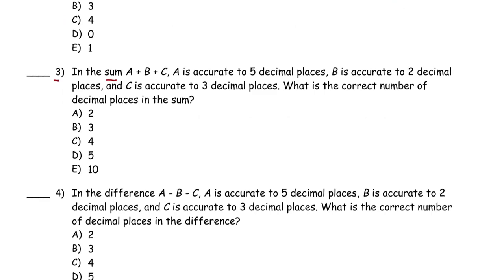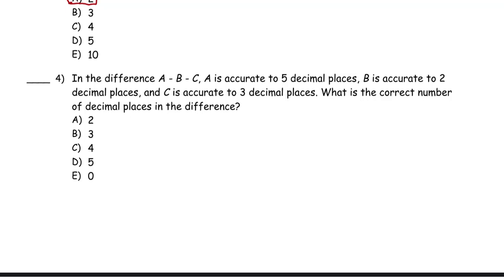In the sum A plus B plus C, A is accurate to 5 decimal places, B is accurate to 2 decimal places, and C is accurate to 3 decimal places. What is the correct number of decimal places in the summation? Put in your mind that in summation and subtraction, the answer has decimal places similar to the lowest decimal places, similar to the least accurate. So the least accurate has 2 decimal places, so the summation also has 2 decimal places. The right answer is A.